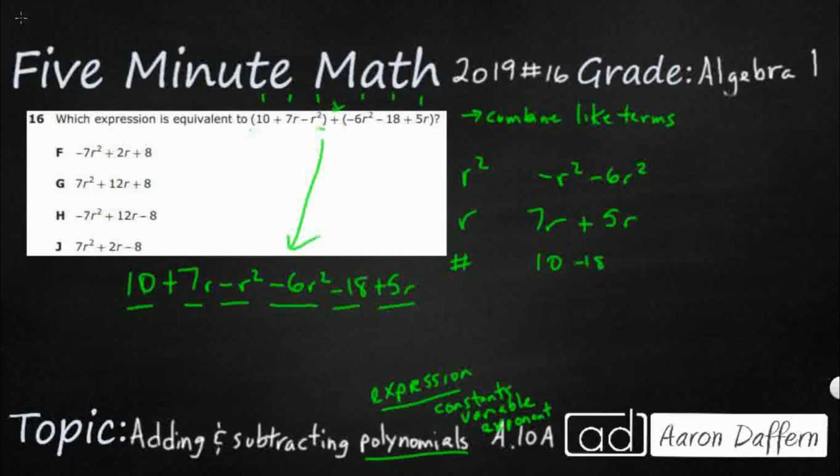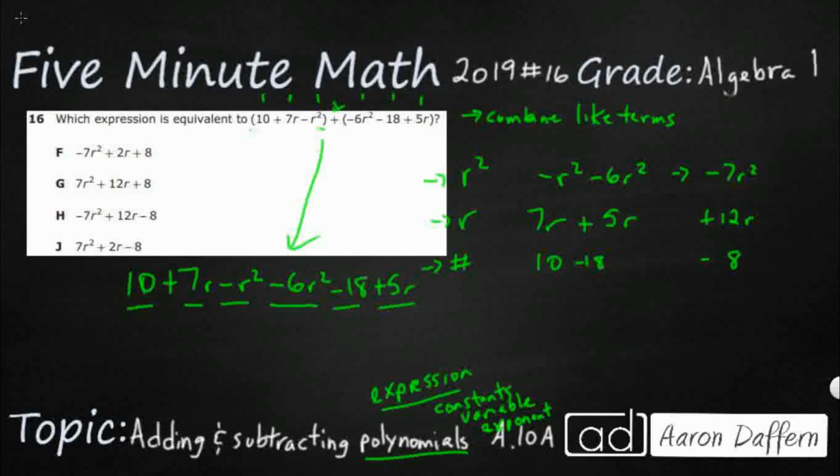All right. So that's as far as I'm going to get. So my answer is still going to be a trinomial. That's a 3-term polynomial because I've got 3 different levels here, unless one of them were to cancel themselves out. So I've got a minus r squared minus 6r squared. So that's going to be minus 7r squared. I've got a 7r plus 5r. So that's going to give me a positive 12r. Then I've got a 10 minus 18. So that's going to give me a minus 8.